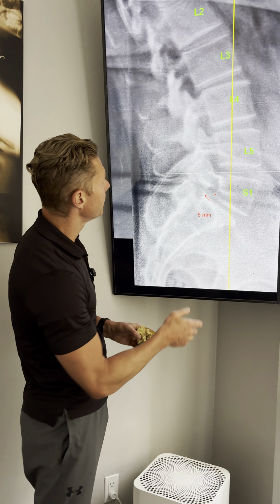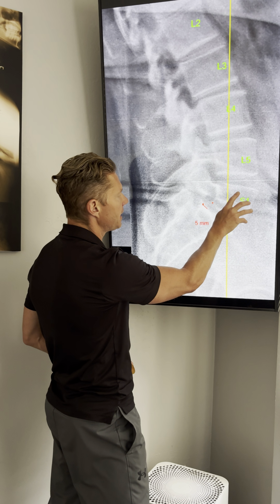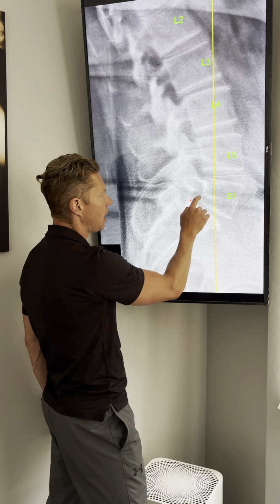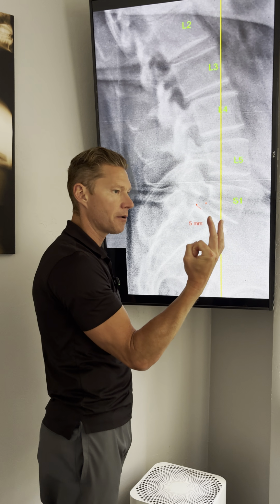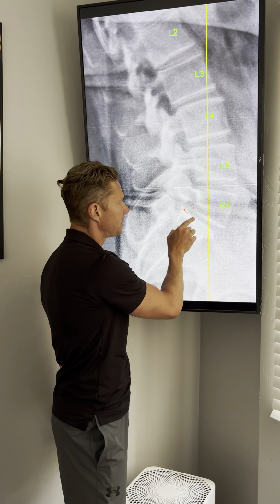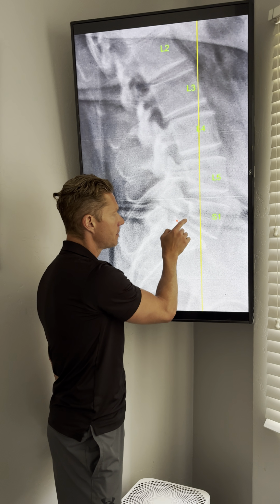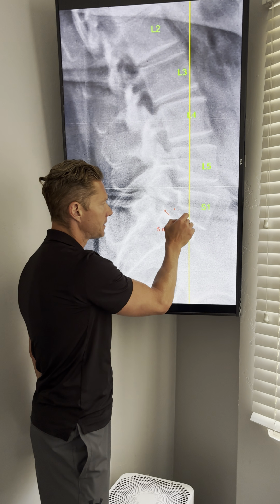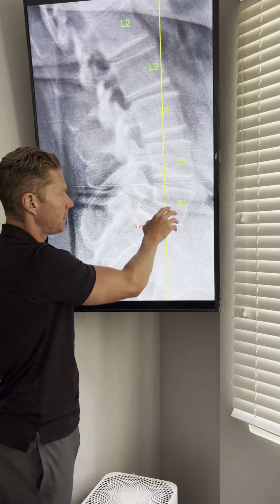So what's happening here is the pars is breaking off, the body is slipping forward, and that hole right there is getting crushed, getting smaller and smaller, and that's where the nerves are coming out there. And what's happened is the sacrum is 5 millimeters posterior compared to the lowest lumbar, or in this case S1. So L6, S1, same thing here.